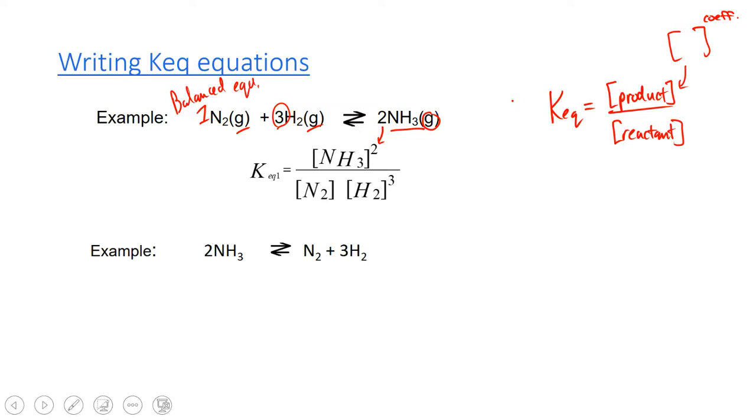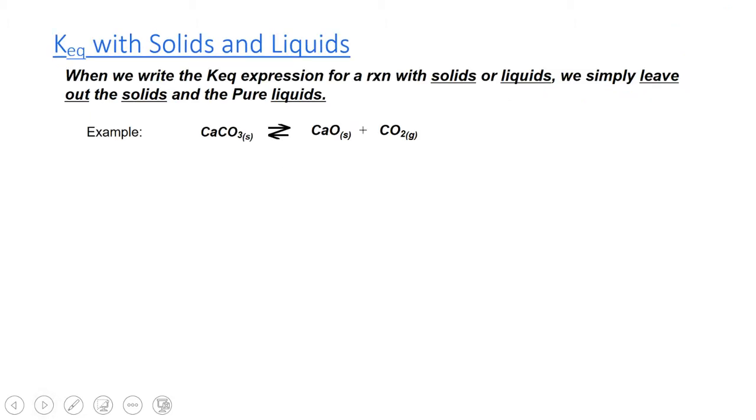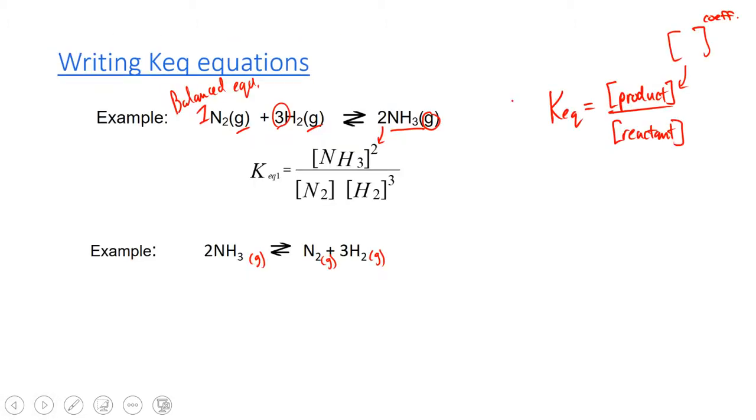Okay. Second one, I don't have phases here. I should. So let's throw in our gas phases there. Now notice this is just the reverse of the reaction above. My KEQ formula for this one. It's really common for people to do this backwards. Please always remember it's products on top, reactants on bottom.